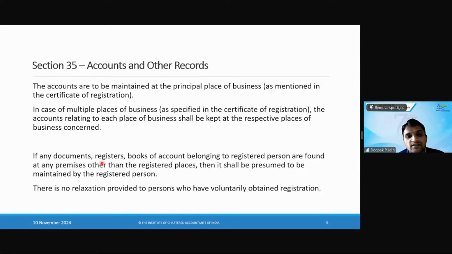If any documents, registers, books of accounts belonging to registered person are found at any premises other than the registered places, then it shall be presumed to be maintained by the registered person.